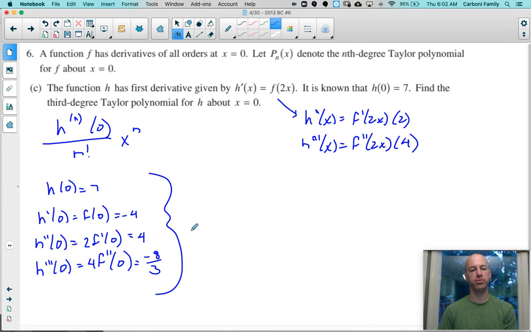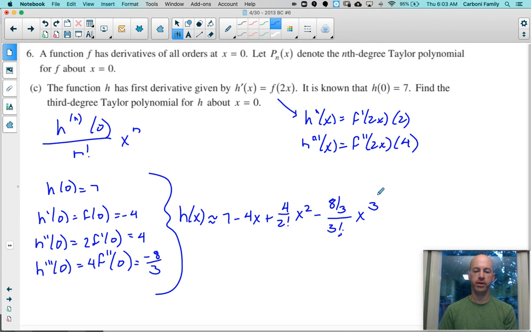And now I can just roll all of this into a Taylor polynomial. So that means h of x is going to be approximately, because a Taylor polynomial is an approximation for the original function, 7 minus 4x plus 4 over 2 factorial x squared minus 8/3 over 3 factorial x cubed, and we are done. That is it. This was a very quick, very nice Taylor series question. I imagine this one was very high scoring.